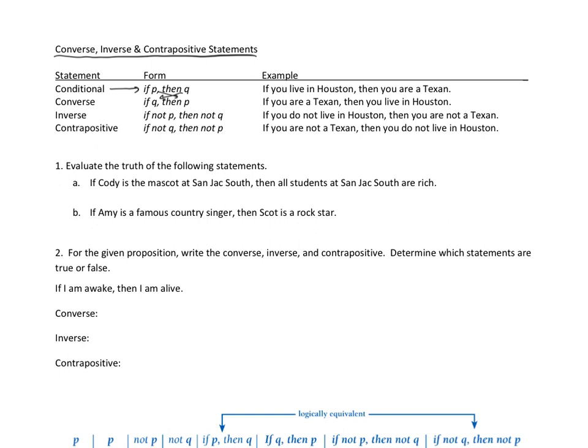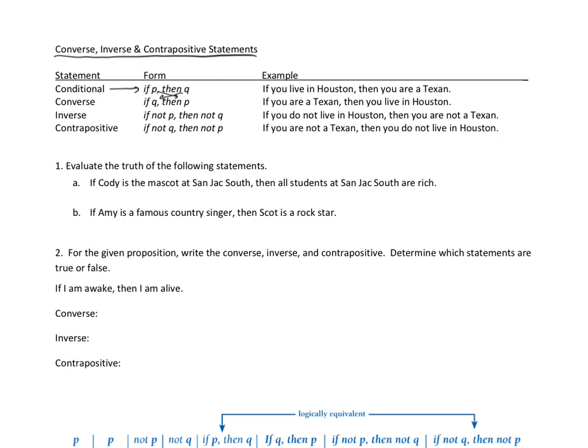And the converse and the contrapositive are very similar as well. So Q and P are in the same order, and the difference between converse and contrapositive is that you have not in front of both the P and the Q. And again, you can see some statements over here that reflect exactly how a conditional statement can be transformed into a converse and inverse and a contrapositive statement.